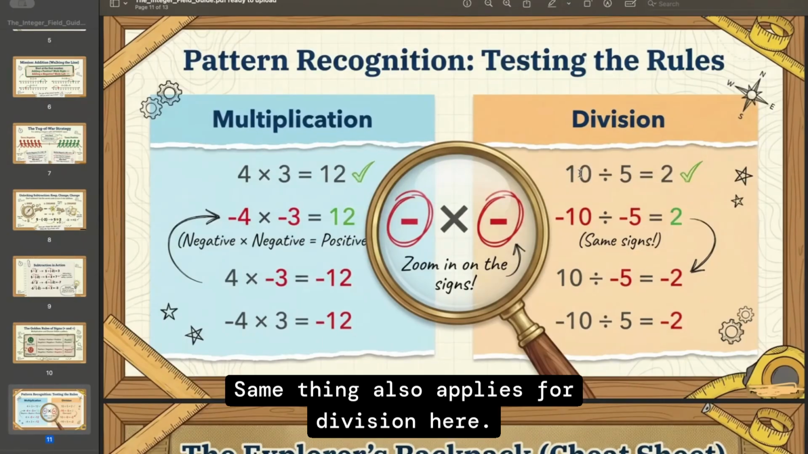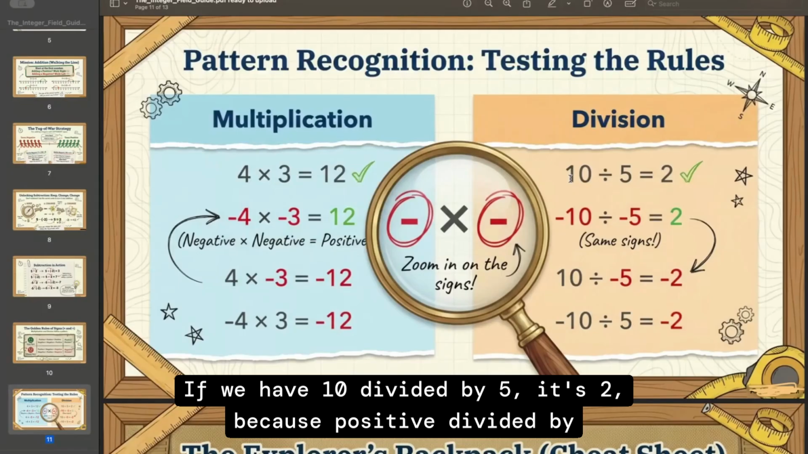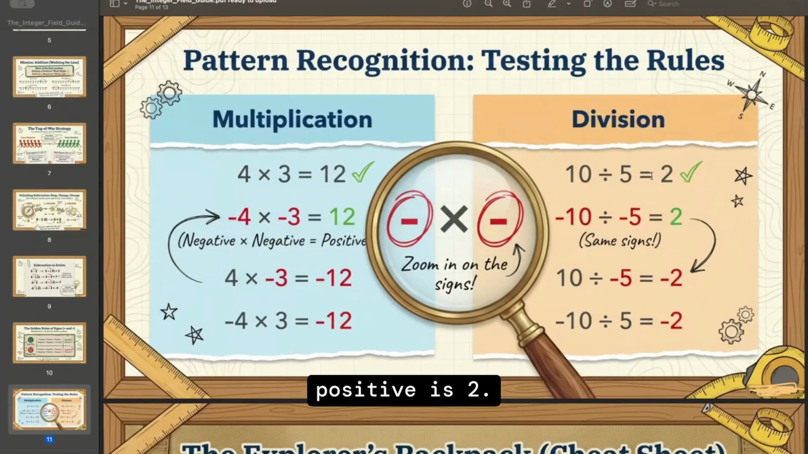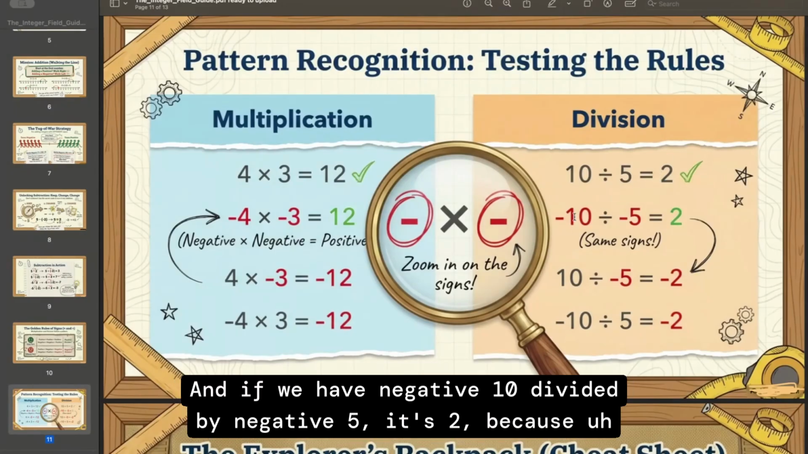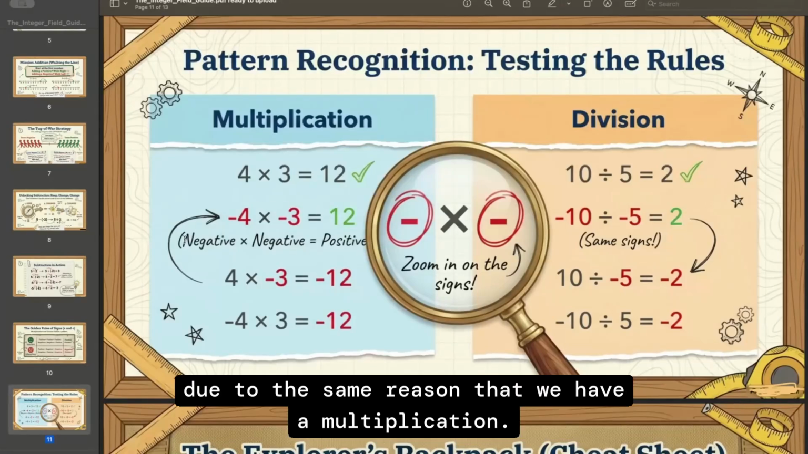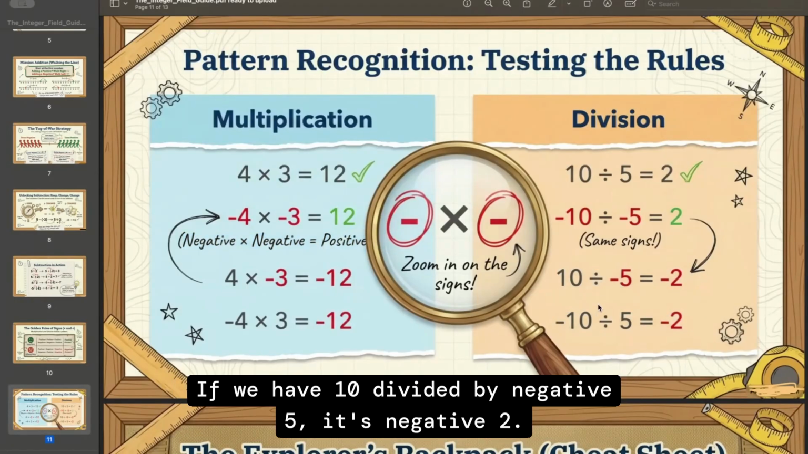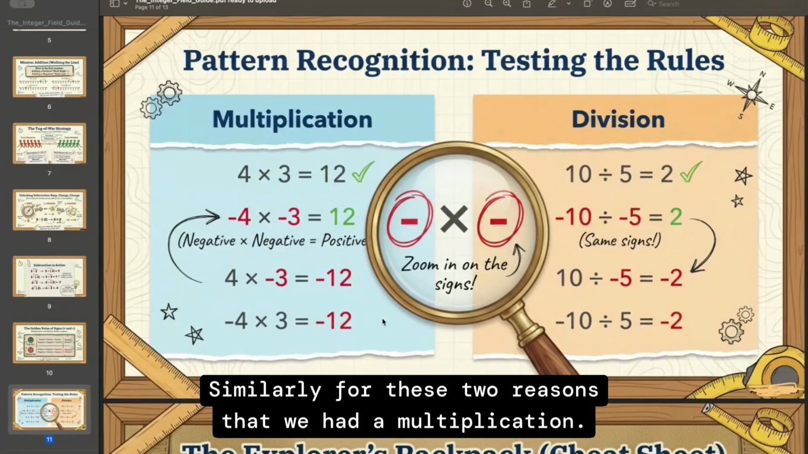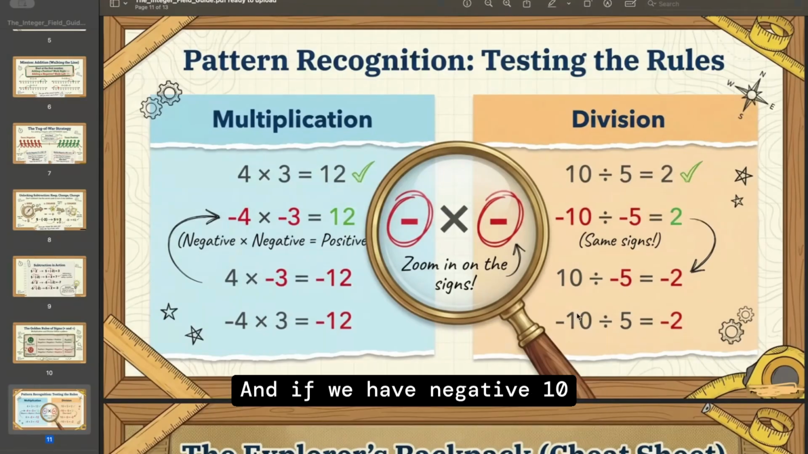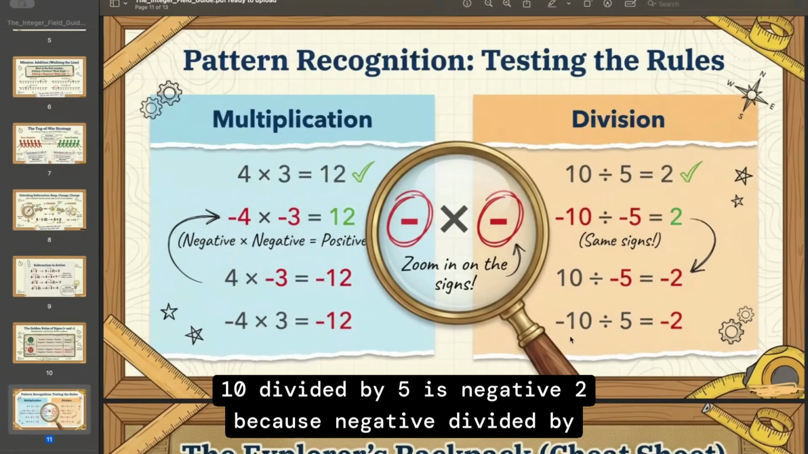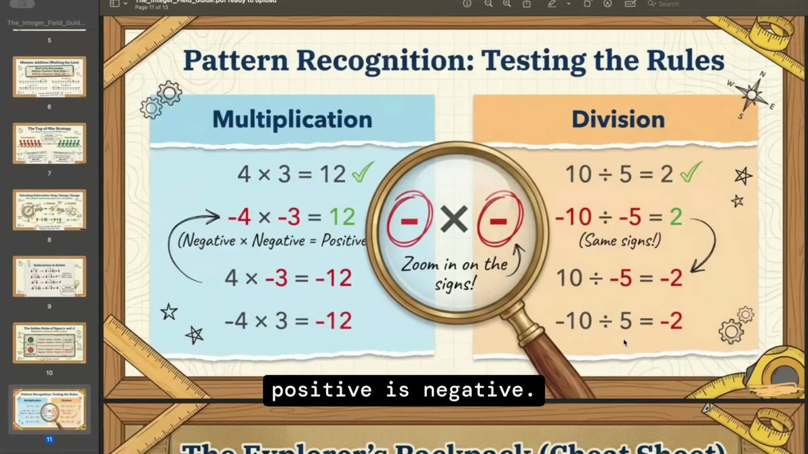The same thing also applies for division here. If we have 10 divided by 5, it's 2 because positive divided by positive is positive. And if we have -10 divided by -5, it's 2 for the same reason that we have in multiplication. If we have 10 divided by -5, it's -2, similarly for the reasons that we had in multiplication. And if we have -10 divided by 5, it's -2 because negative divided by positive is negative.